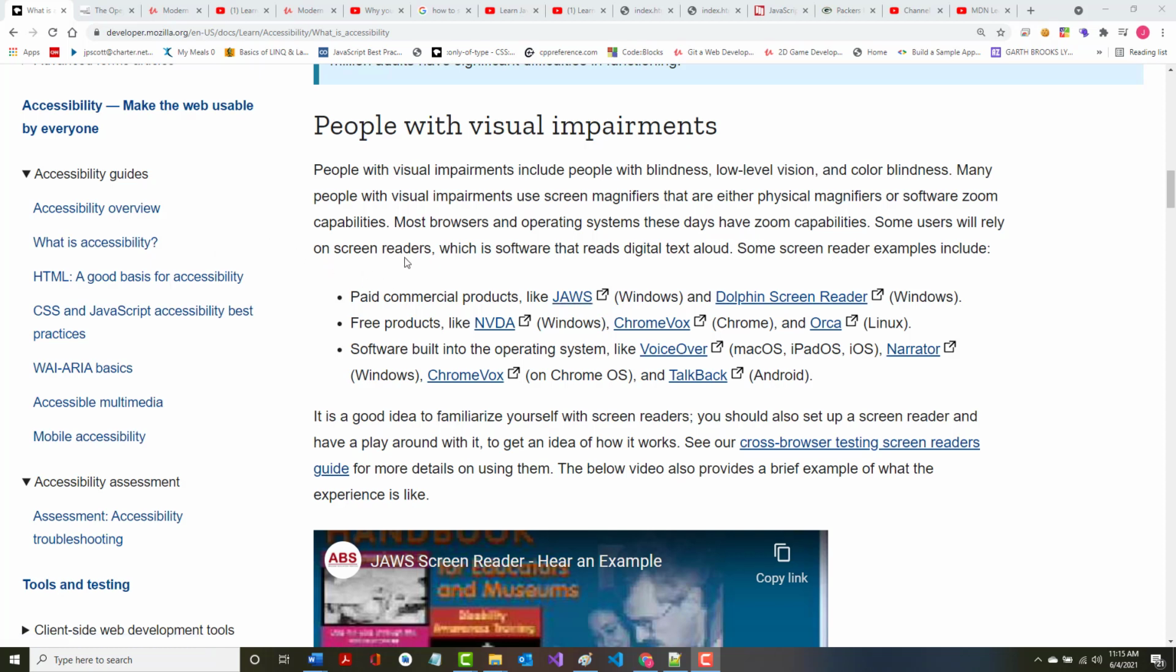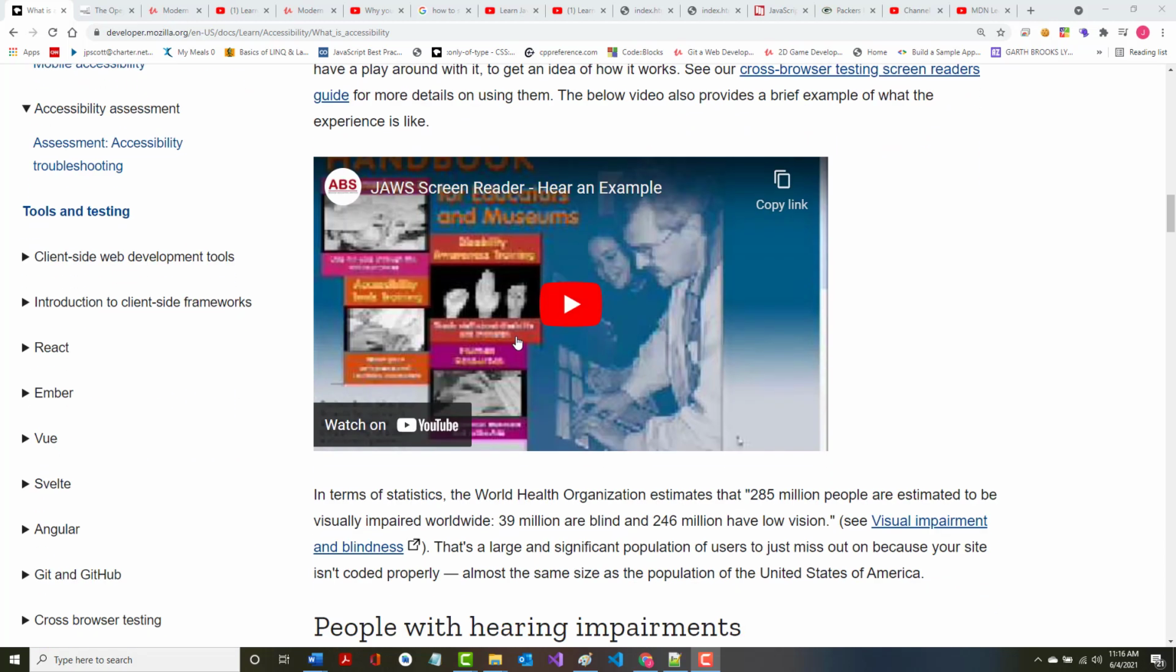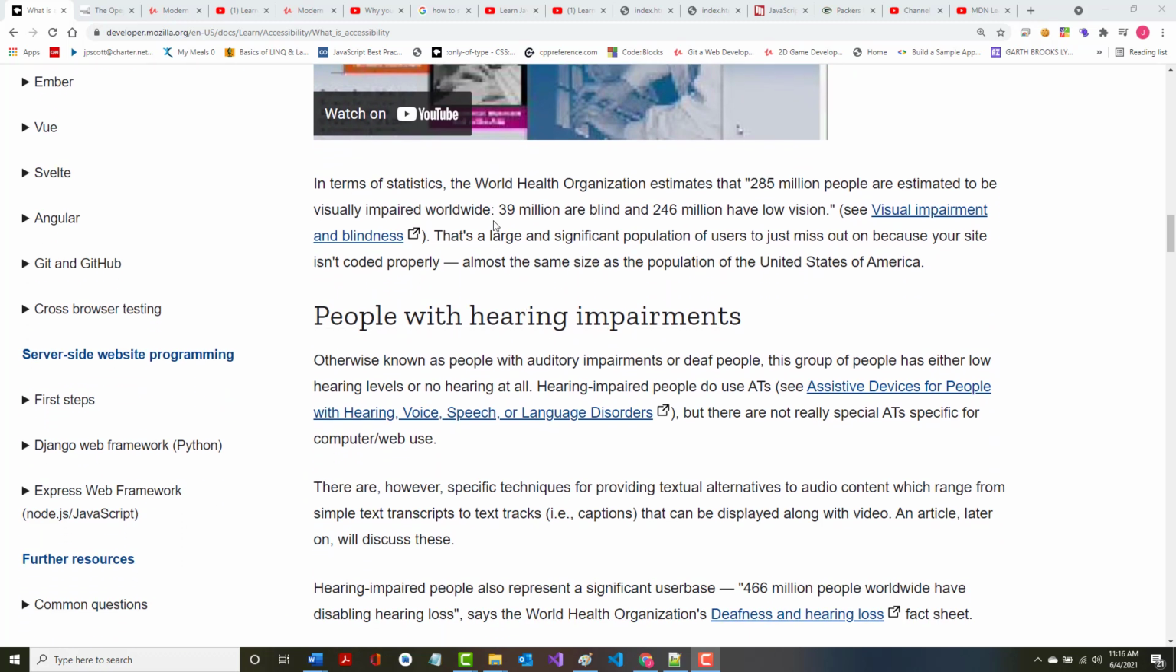So it says some users will rely on screen readers, and some of the readers are shown here. It's a good idea, if and when possible, to familiarize yourself with these readers. You should also set up a screen reader and have a play around with it, especially if you're creating a website that's going to be used by and with everyone. The World Health Organization estimates 285 million people are visually impaired worldwide: 39 million totally blind, 246 million with low vision.